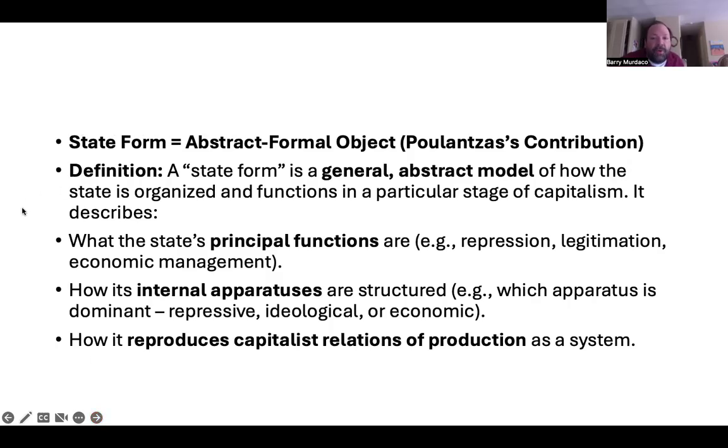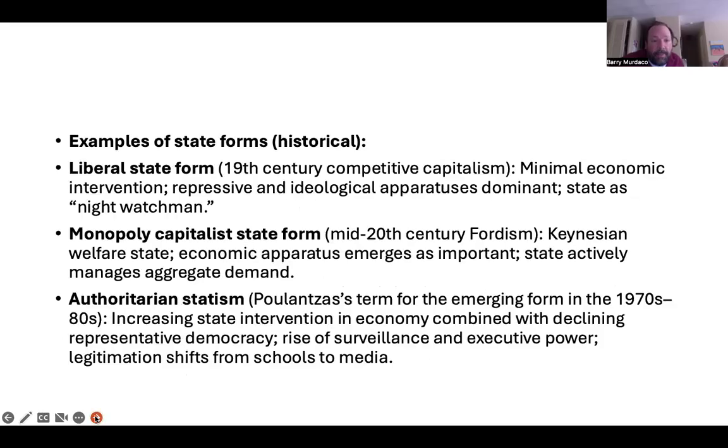So what is the state form? This comes out of Poulantzas. It is an abstract formal object, meaning a state form is a general abstract model of how the state is organized and functions in a particular stage of capitalism. It describes what the state's principal functions are, how its internal apparatuses are structured and which one is dominant, how it reproduces capitalist relations of production as a system.